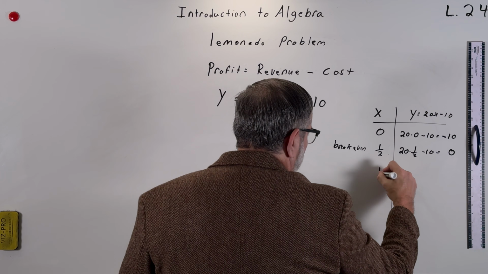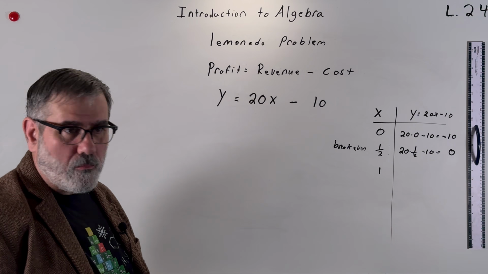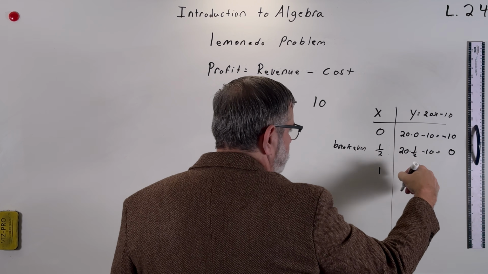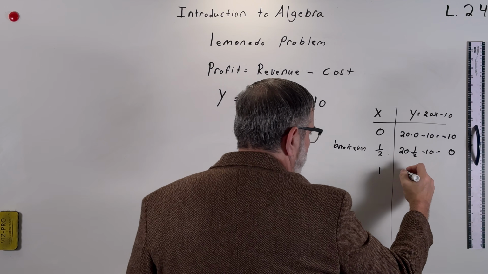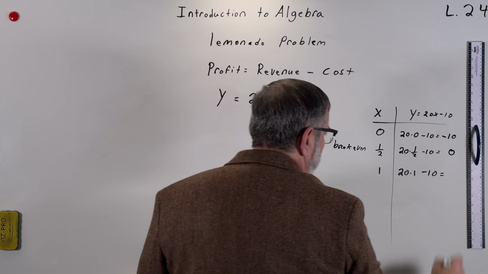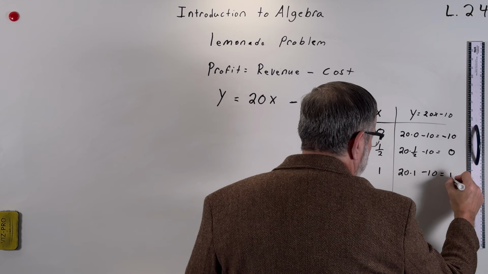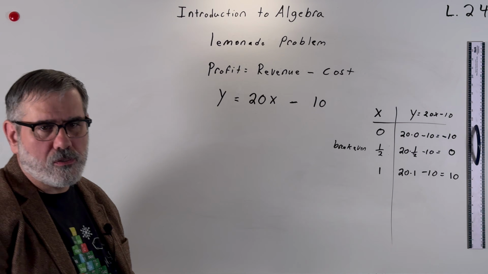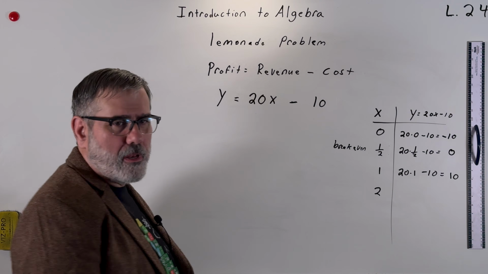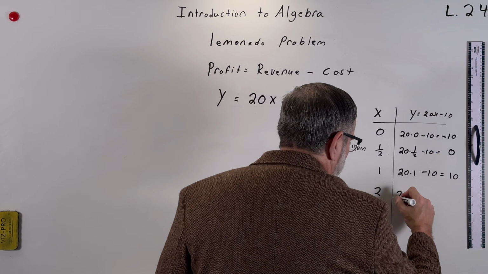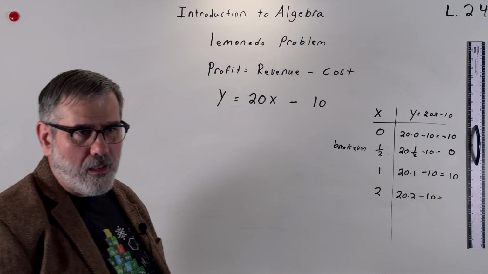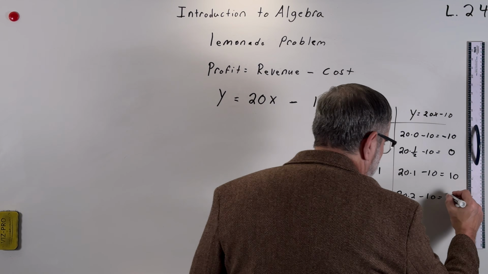What about $1 as the price for a glass of lemonade? Well, to figure out what the profit would be for that, we just simply go in here and we plug in x equals 1. So that's 20 times 1 minus 10, and that equals 20 minus 10, which is $10. So there we have a profit of $10. If we were to choose $2 for a glass of lemonade, we would have 20 times 2 minus 10. Well, 20 times 2 is 40. 40 minus 10 is 30.